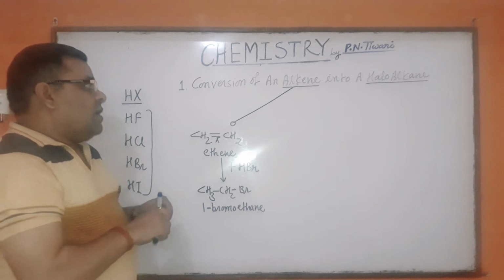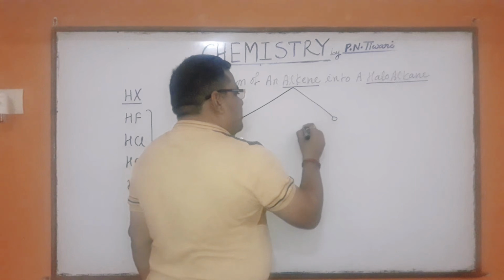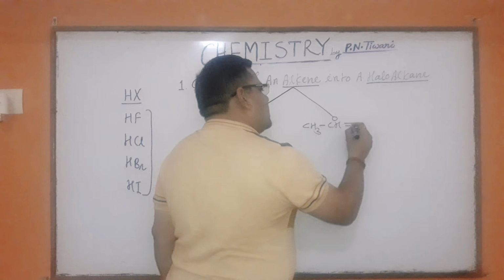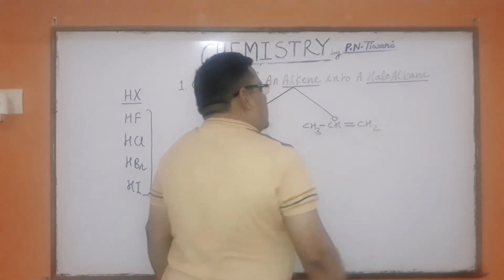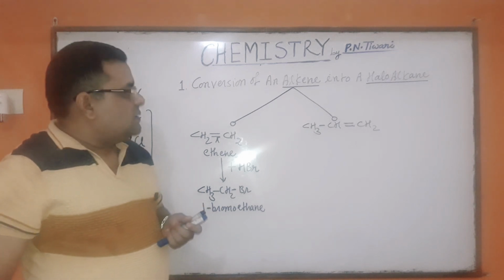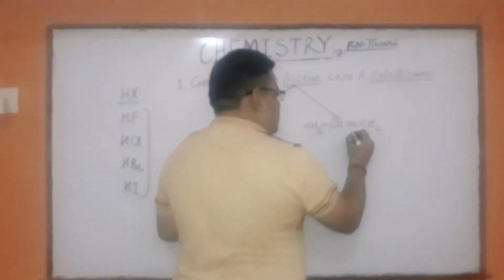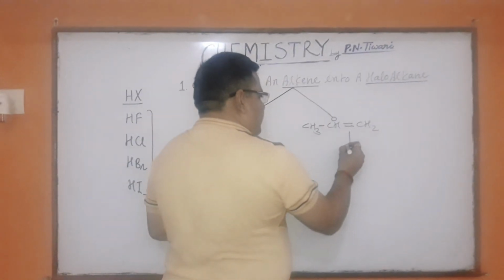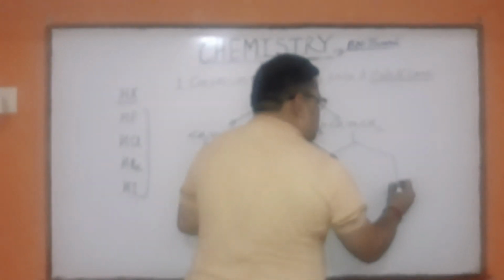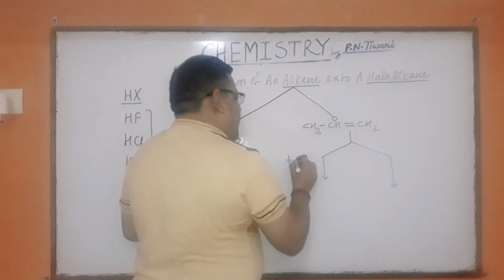But we have one more type of alkene, having a different number of carbons on both sides of the double bond, like propene. And girls and boys, if we want to convert this propene into a haloalkane, suppose it is reacted with HBr, then two different conditions are possible. First condition, suppose it is reacted with HBr.